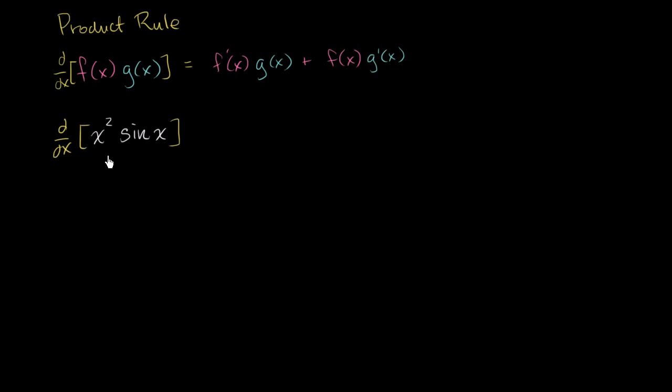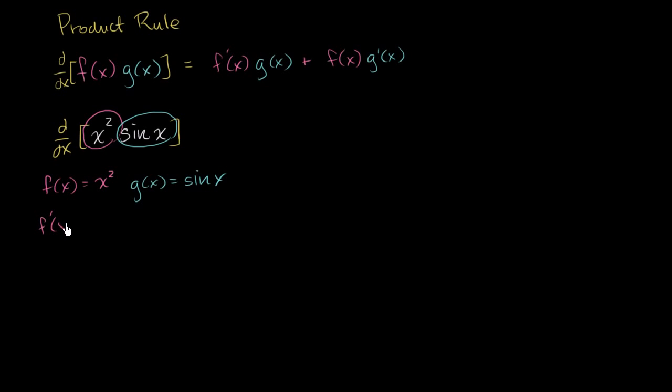Well, we might immediately recognize that this can be expressed as a product of two functions. We could set f of x is equal to x squared. So that is f of x right over there. And we could set g of x to be equal to sine of x. And there we have it. We have our f of x times g of x.